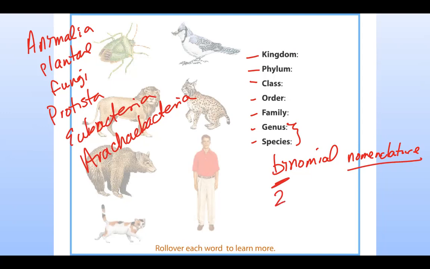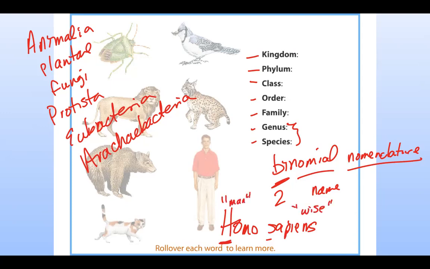And bi, of course, means 2 nomial names. So we always go by 2 names, genus and species. So for example, human, Homo sapiens. The genus is always capitalized, and the species is not capitalized. If you can, like in print, it is always italic. Homo sapiens translates to: Homo is man, sapiens is wise. So our species is basically named wise man.